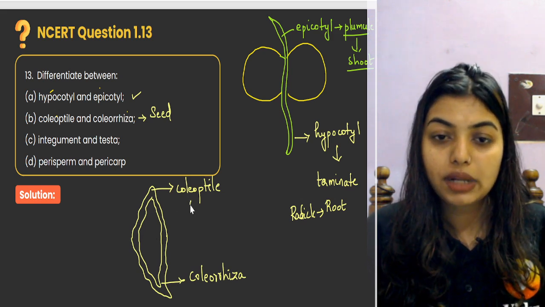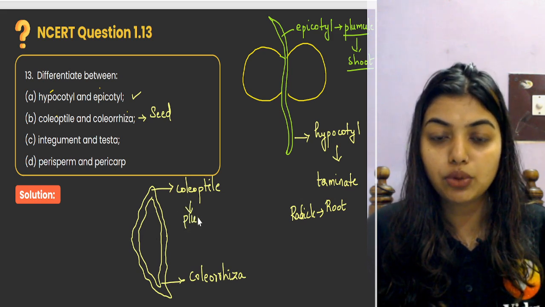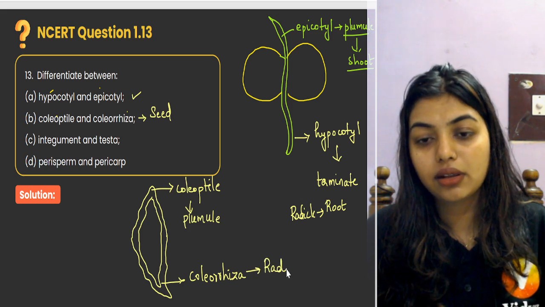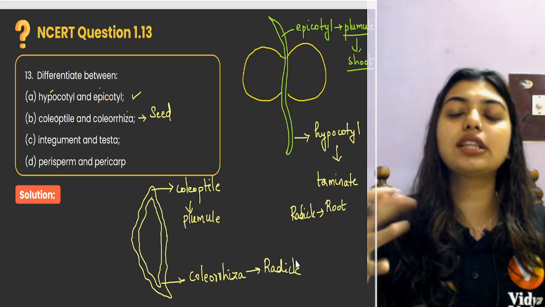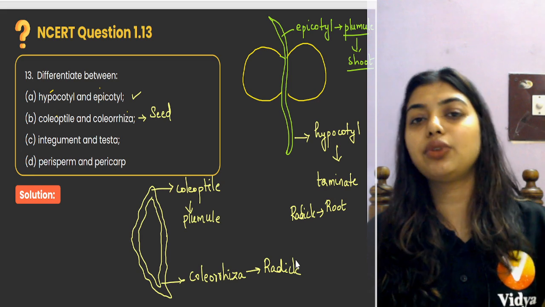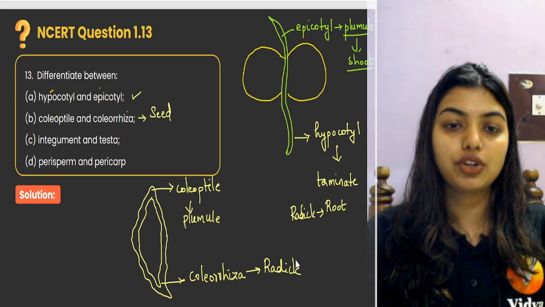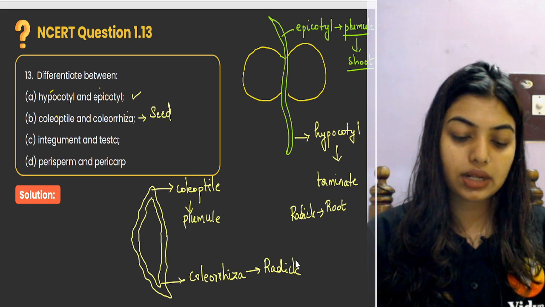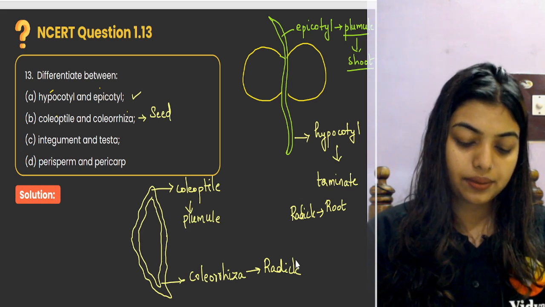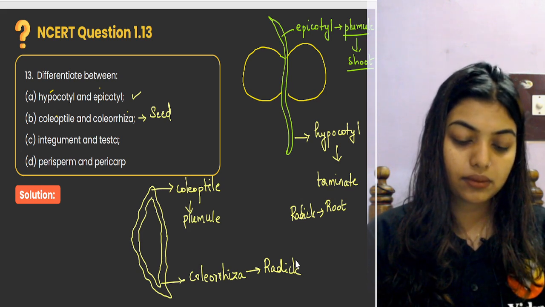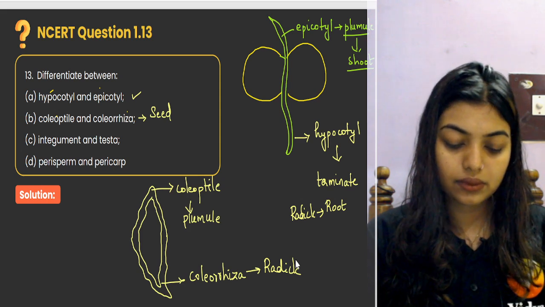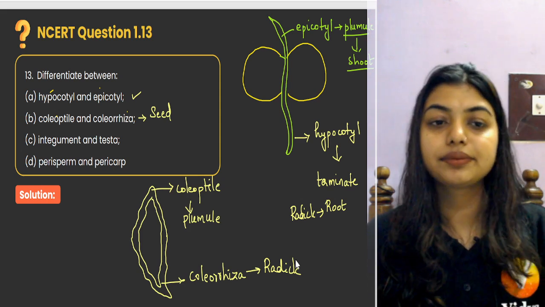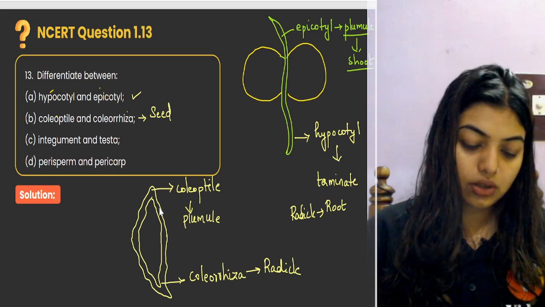So, coleoptile is the portion that is going to protect the plumule, and coleorhiza is going to be present near the radicle. Now difference as such, there's no definition, but if you want to write it, you can write this. Coleoptile and coleorhiza. Yes, clear, all of you? Coleoptile and coleorhiza.